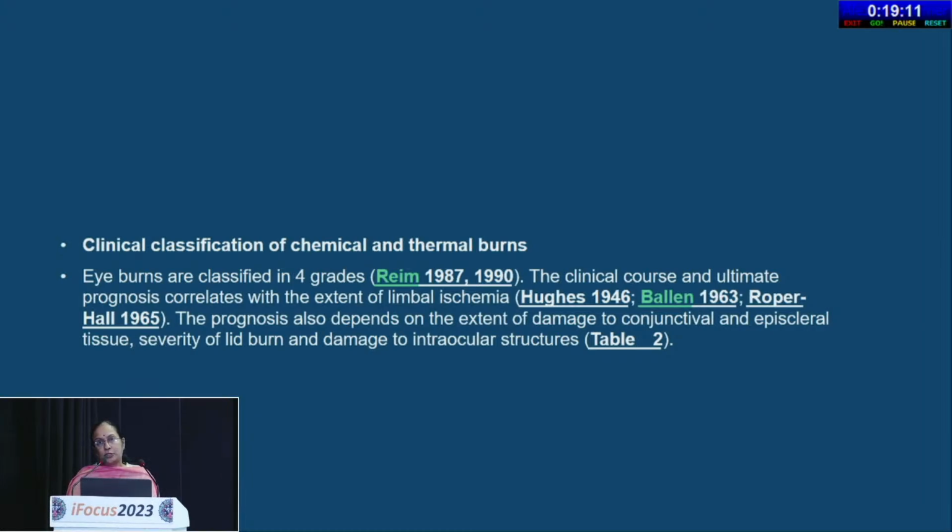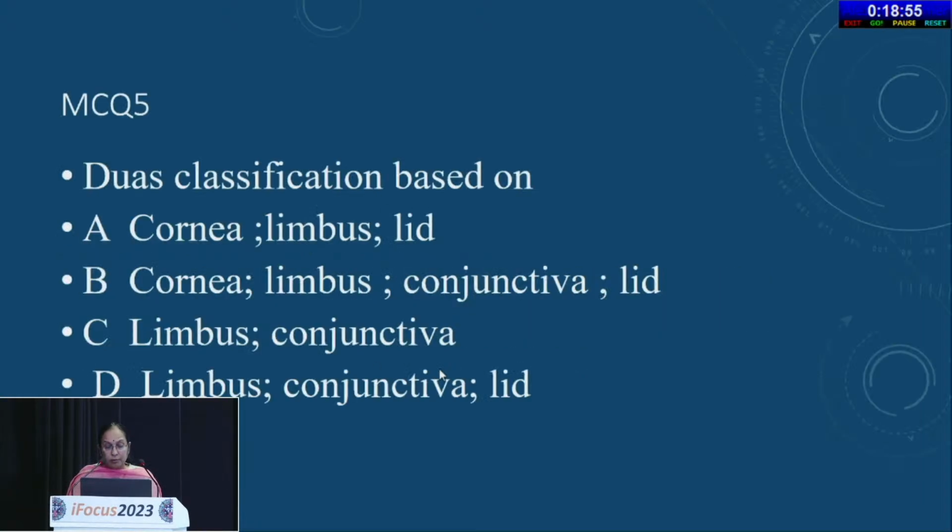The clinical picture will vary the first time when you see the patient and as you go along. So the classification systems are very important. First, we had Hughes in 1946, and then Ballen in 1963, whose classification was modified by Roper Hall. Now, what are the different classifications? My fifth MCQ is, Dua's classification is based on: cornea, limbus, and lid; cornea, limbus, conjunctiva, and lid; limbus and conjunctiva; or limbus, conjunctiva, and lid. This is the fifth MCQ.